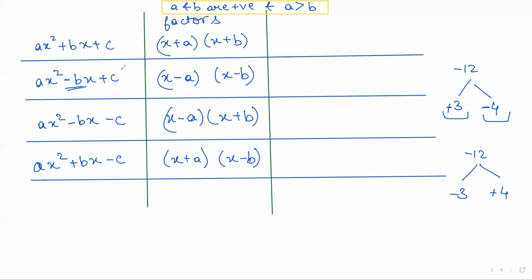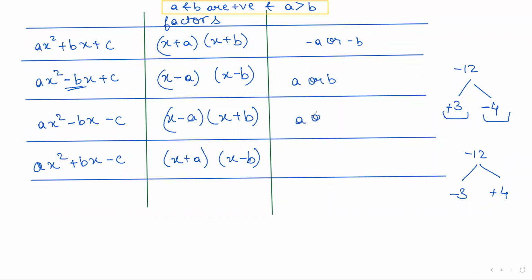You can use this understanding to verify whether the answer you obtained is correct, or you can even use it while calculating, which means your x value will be minus a or minus b. Here a or minus b, and minus a or b. So you can either memorize it in terms of factors or in terms of values. The a is the greater value and b is the smaller value.